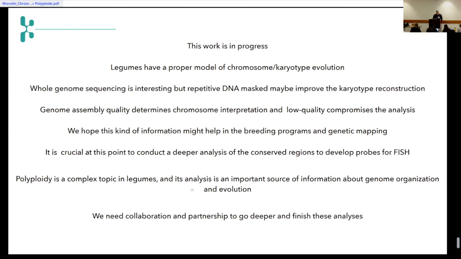And finally, polyploidy is a very complex topic in legumes, and its analysis is an important source of information about genome organization and evolution. I hope you can get some ideas and other perspectives about how to make models to analyze polyploids in legumes.